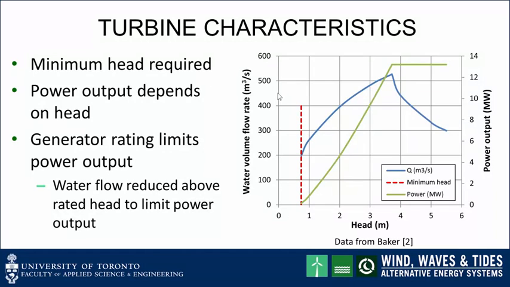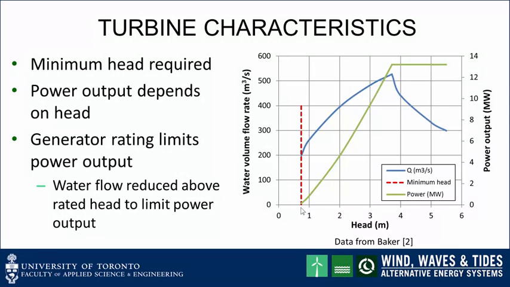So a couple of things to take away from this particular graph: obviously the power output depends strongly on the head. So that's an important characteristic, and the generator rating limits the output, which we talked about, and the most important one of all is that there's some minimum head required.